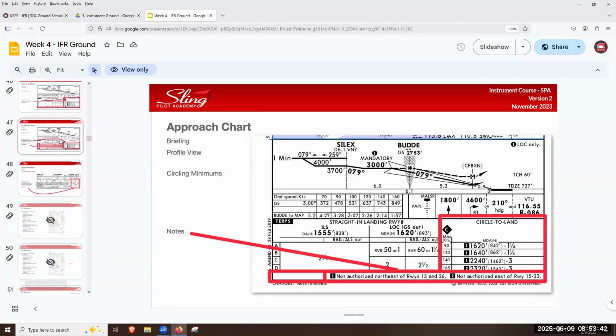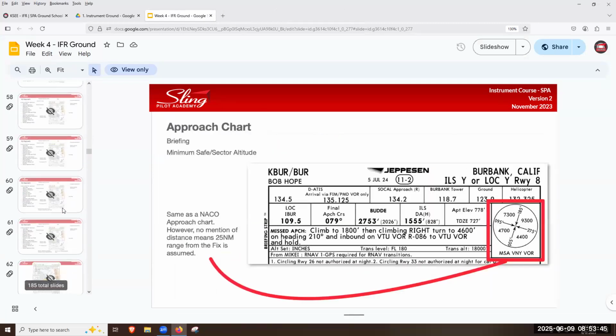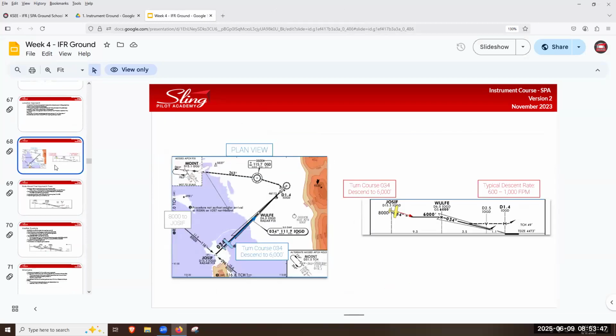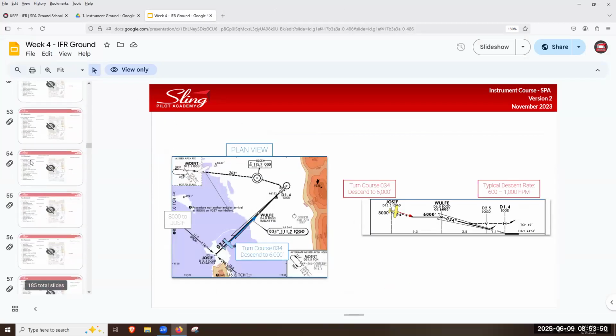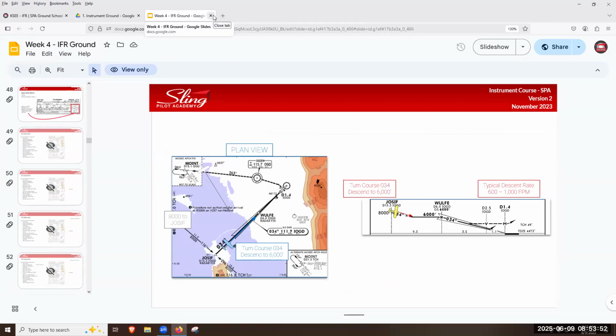We could go more into approach plates, a different day. Well, let's go ahead and call it today, and we'll resume on this tomorrow. Okay, yep.